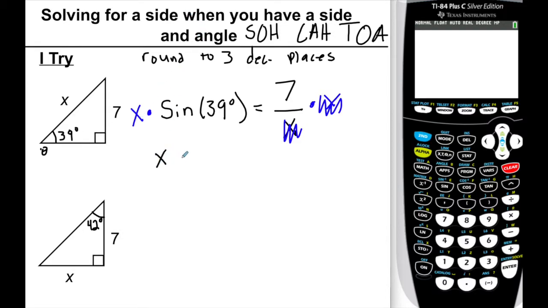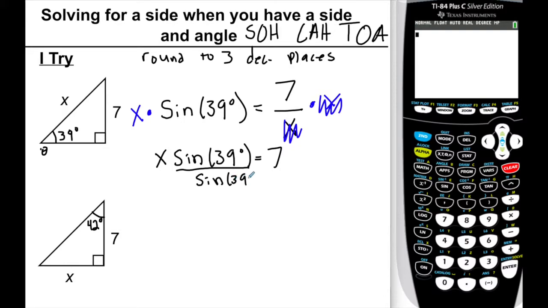So what I have is x times the sine of 39 degrees is equal to 7. And look, sine of 39 is like any other number, right? It's not 0. It's just like anything else, in terms of being something we can divide both sides by.